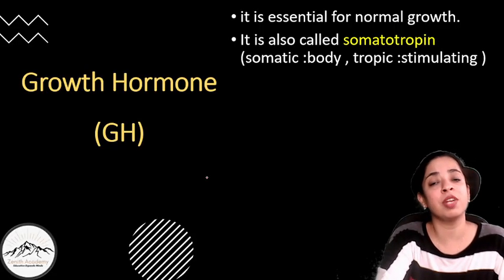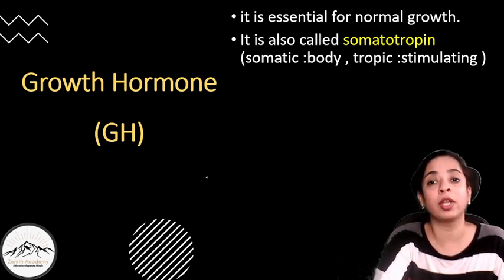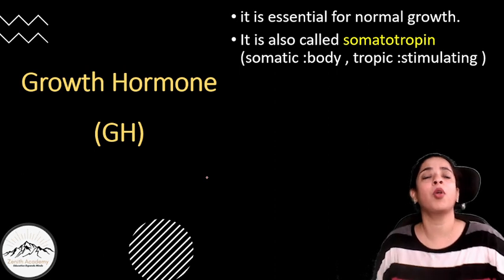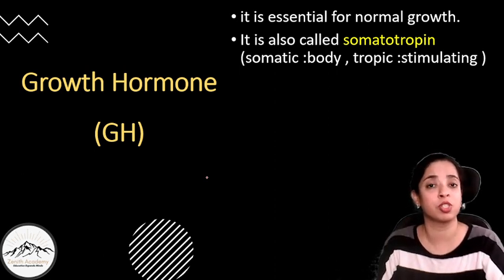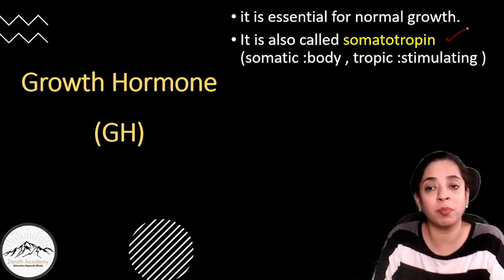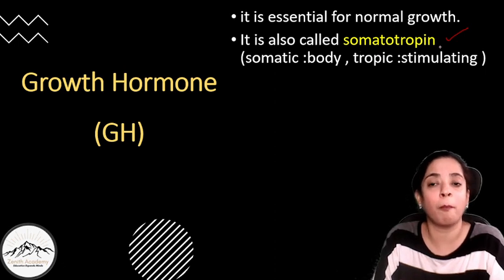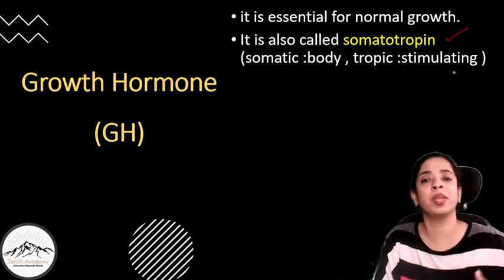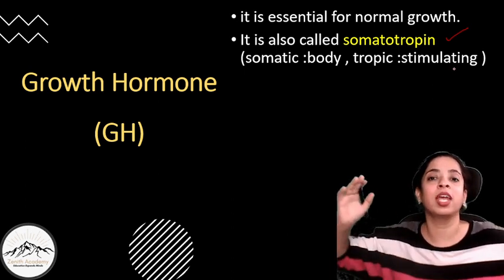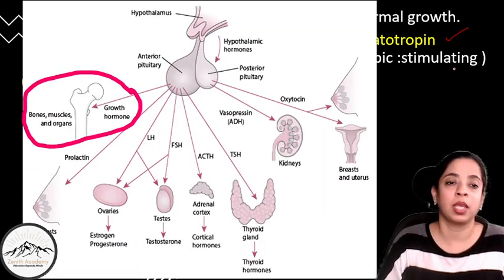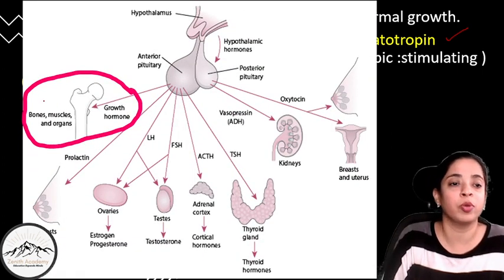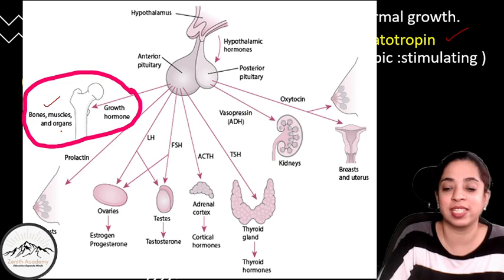It is essential for the normal growth of our body. It is also known as somatotropin. It is very important to know the other names also, very, very important for 1 mark questions. Somatotropin, where somatic means body and tropic means stimulating. So it stimulates our body so that our body can grow normally. So here is the growth hormone. You can see it acts on bones, muscles, and organs.